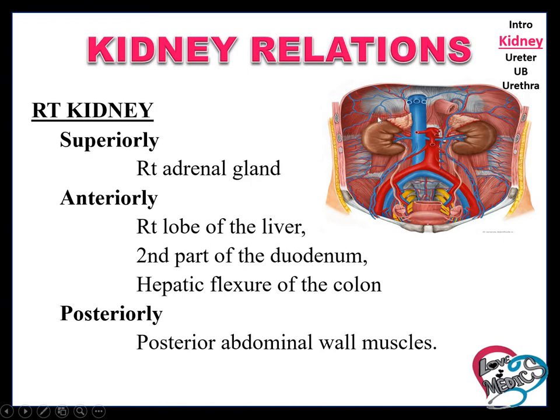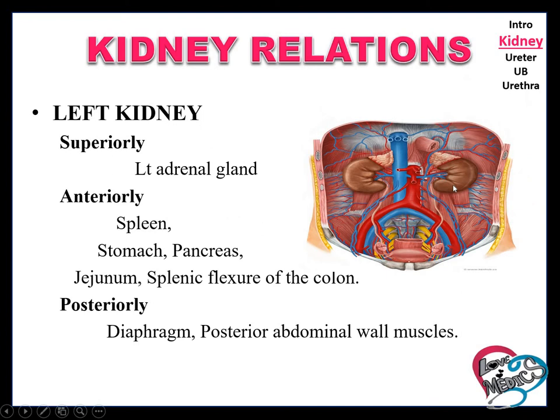Relations of kidneys. First, right kidney, superior. Superior means above. Above the kidney, the right adrenal gland is present. Anterior means front. In front of the kidney, the right lobe of the liver, second part of the duodenum and hepatic flexure of the colon are present. And posteriorly, the posterior abdominal wall muscles are present.